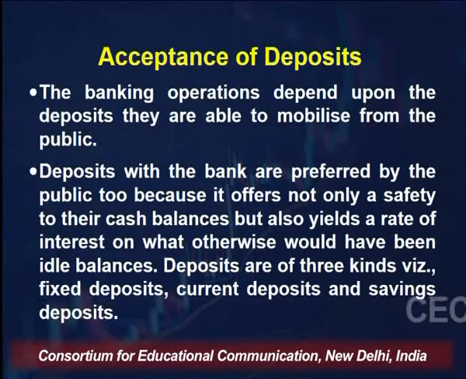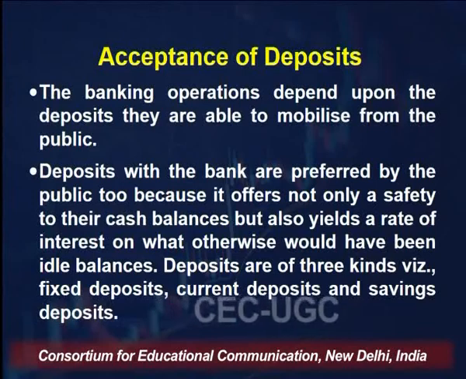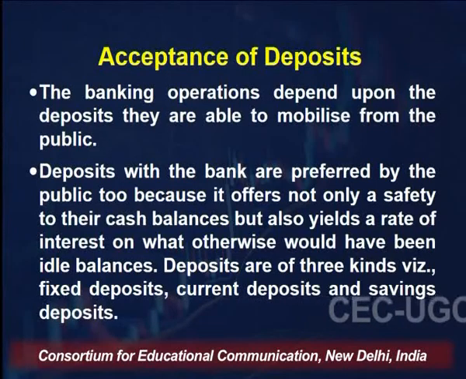So deposits are of three kinds. First is fixed deposits, another is the current deposit, and another is the saving account. That means we can open different types of accounts with the bank, like current account and saving account. Even apart from this, there is a recurring account which any layman, any general person can open with the banks, and we can also have fixed deposits with the bank.